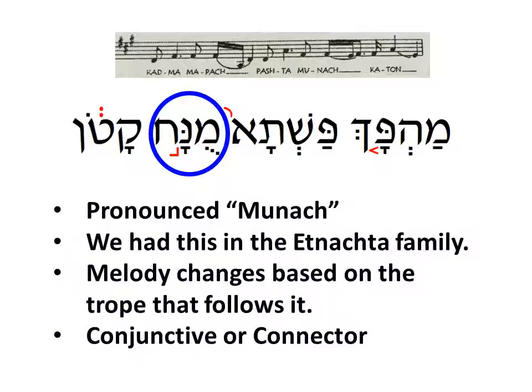Now we'll look at another connector trope, conjunctive, that comes between the Pashta and the Katon. It connects the 2 separators together. It's called a munach. We've had a munach in the Ednaktah family. Mercha tipcha munach Ednaktah. However, a munach changes its melody. It's a connector trope, and it changes its melody based on the family that it's in. In this case, in the Katon family, it's going to sound like this. Mapach pashta munach Katon. Again, munach Katon.